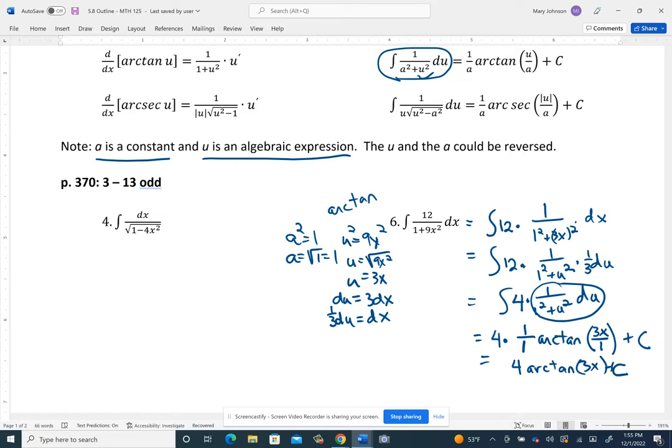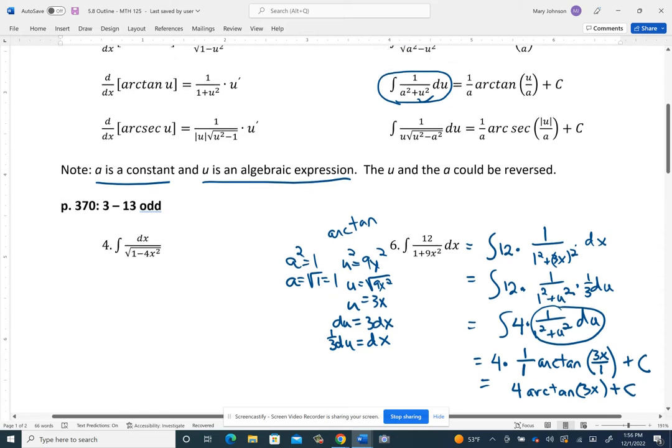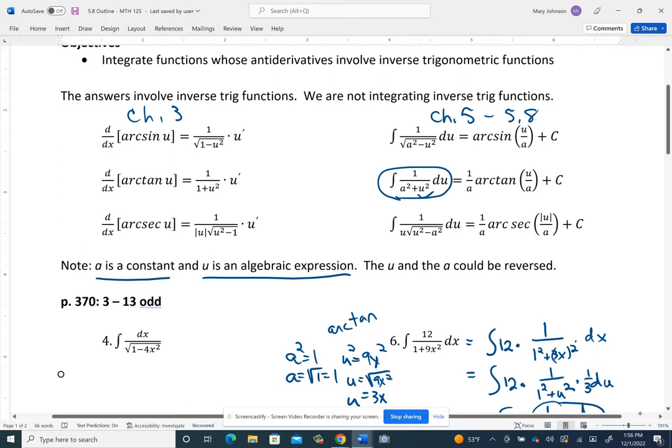Okay, and that's it. So it boils down to recognizing that it's an inverse trig function related problem, and then correctly identifying the u and the a to apply to the formulas. All right, so back to the formulas. Basically you need to know these. You're supposed to know these. You're supposed to learn these.